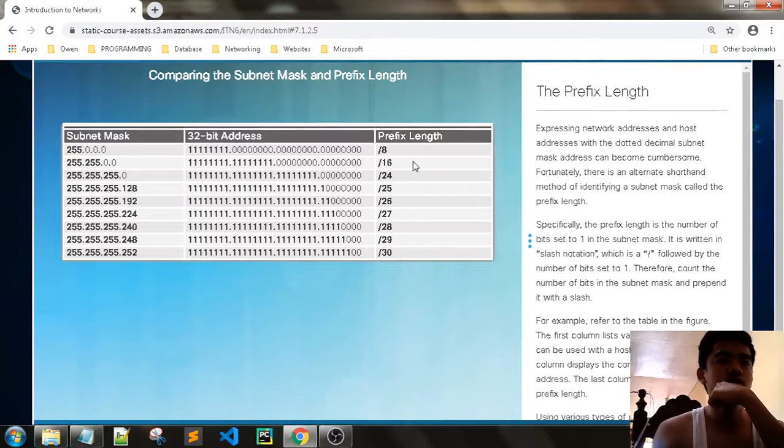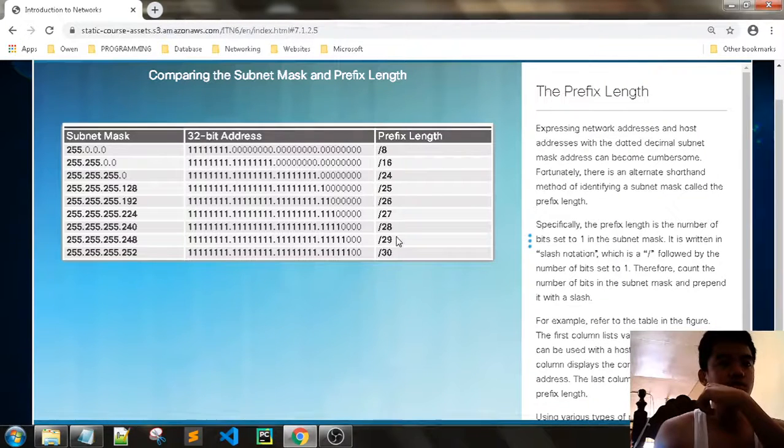So this is just the prefix lengths. So we have the /8, subnet mask 255, then the 32-bit address. The prefix length is just the number of ones in the 32-bit address.